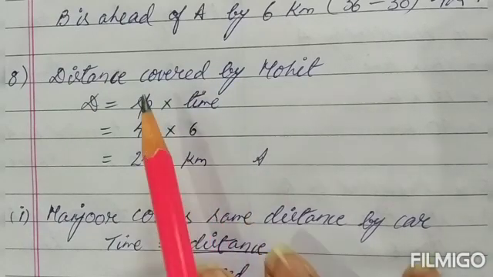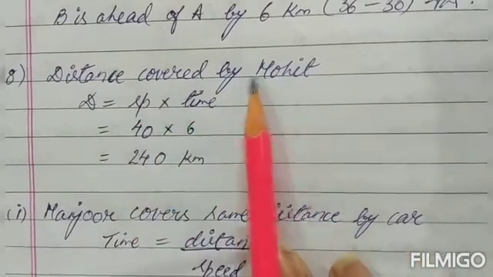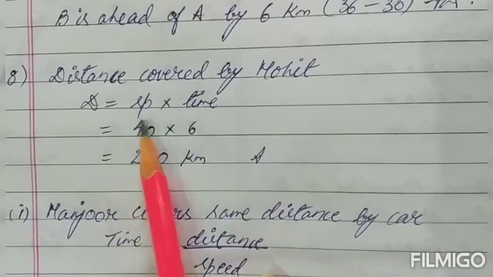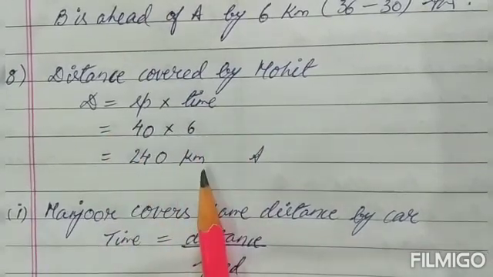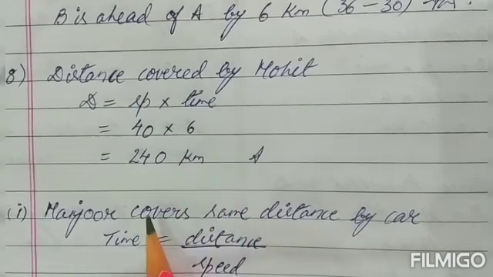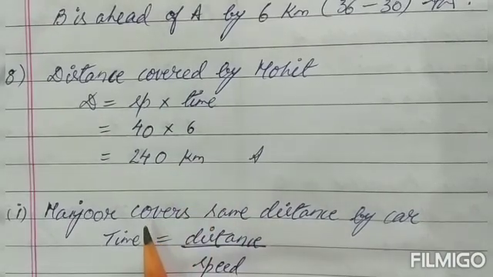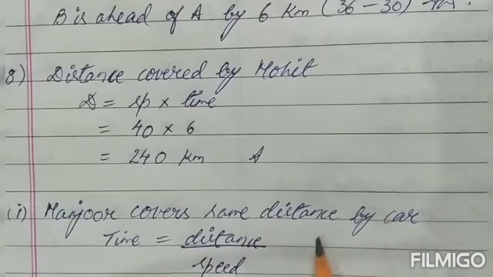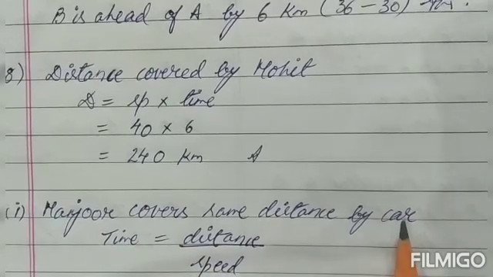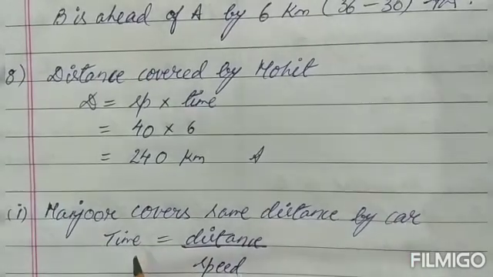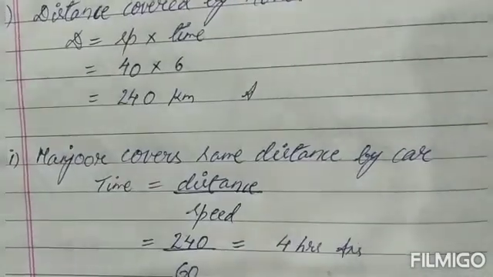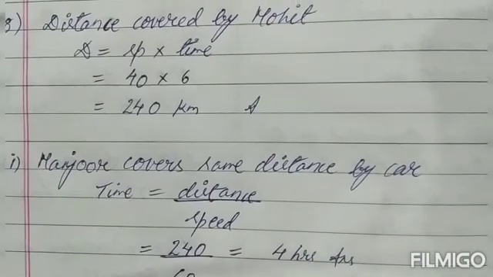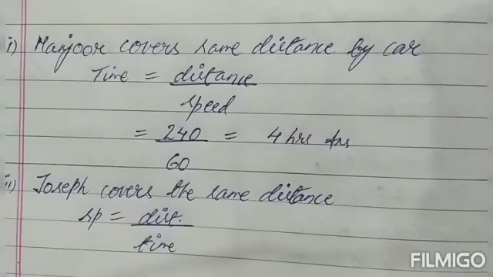Now first let's calculate the distance covered by Mohit. Distance covered by Mohit is again distance is equals to speed into time, that is 40 into 6, 240 km. Now the same distance is covered by the second person, who is Manzoor, and he's covering the same distance by his car, and we have to calculate the time. So time is equals to distance upon speed. Now distance is 240, that we have already calculated, and speed is 60.